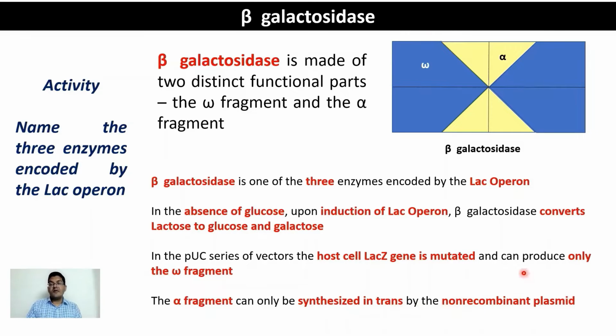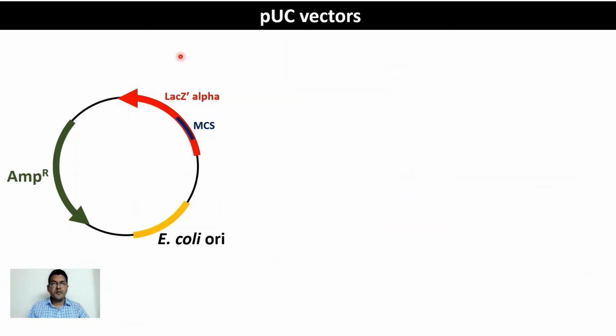And even in the plasmid, you have innovation in the sense that the multiple cloning site of the plasmid is introduced in between the alpha fragment coding region. So here is how a typical pUC vector is formed. pUC vectors are derived from pBR322 by modifications. There is no tetracycline resistance gene here. You have only one resistance marker, that is the ampicillin resistance marker.